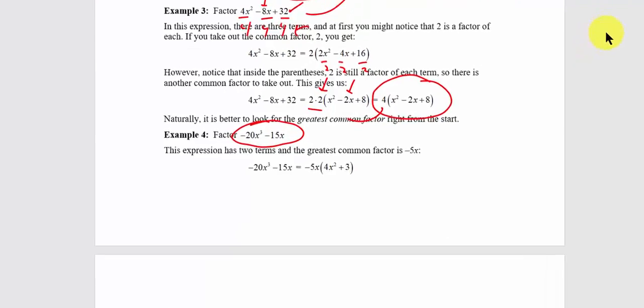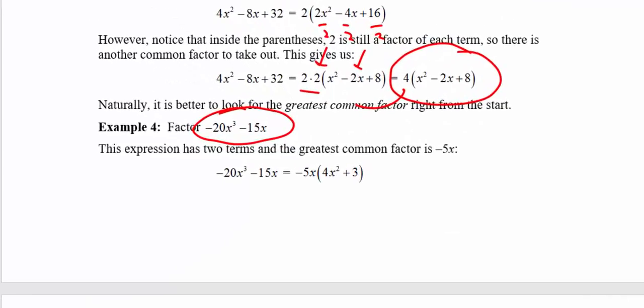So this is the third video covering activity 4.5. I believe the last video we ended with example 4. So we have the negative 20x cubed minus 15x. Now this problem is different than the previous two examples. Notice how in this example there's an x in each term.